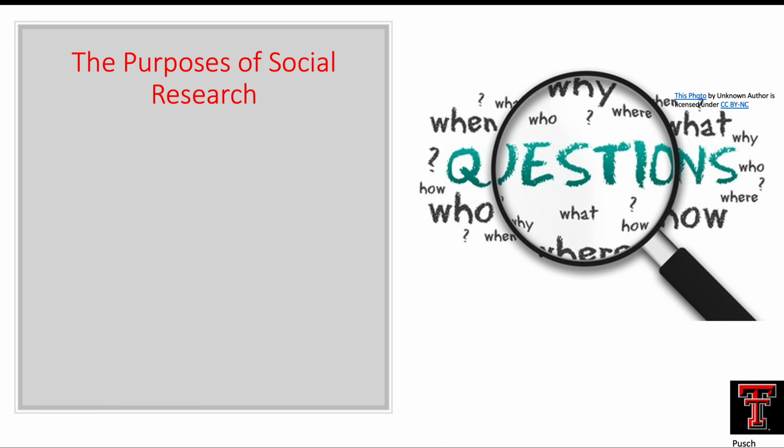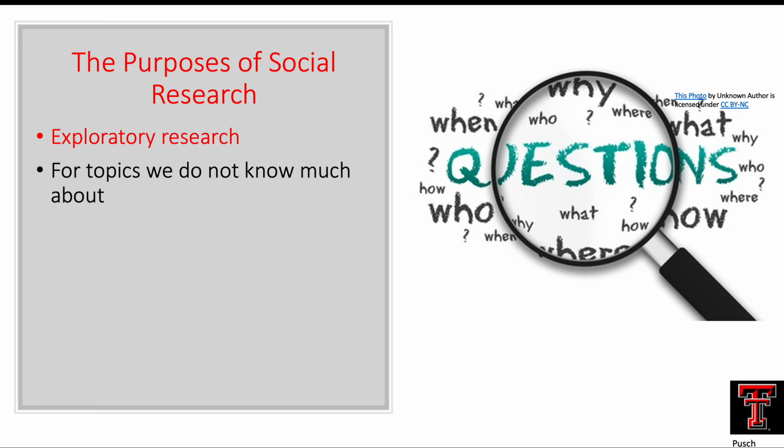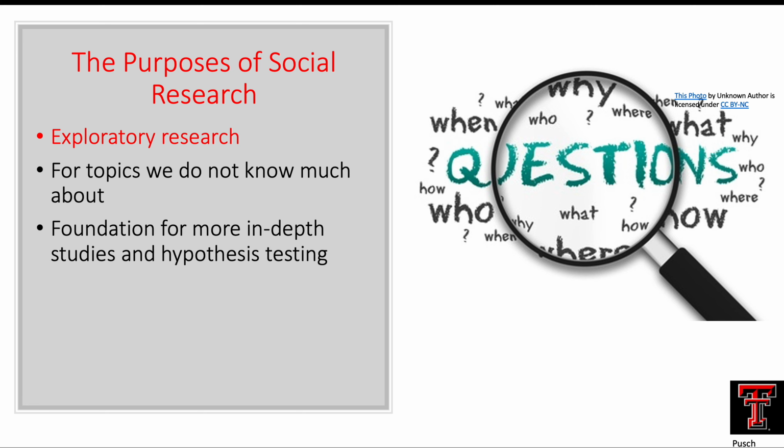Okay, so I just want to touch a little bit on the purposes of social research. Why do we do what we do? The first type of research is exploratory. This is on topics that we don't know much about. It's usually done as a foundation for more in-depth studies and hypothesis testing. So if there's a topic that is rather novel, we might do a little exploratory research. Usually we're using qualitative research, so we're diving very deeply into something to understand it a little bit better.